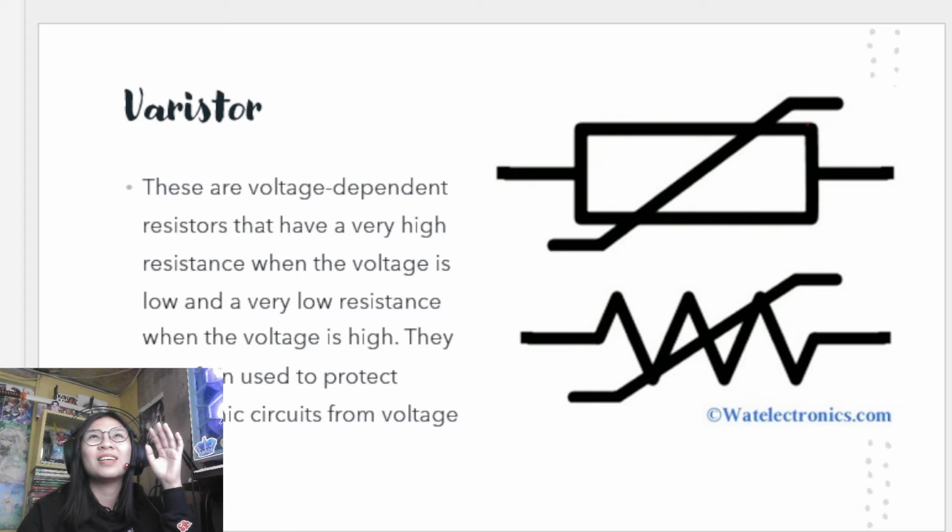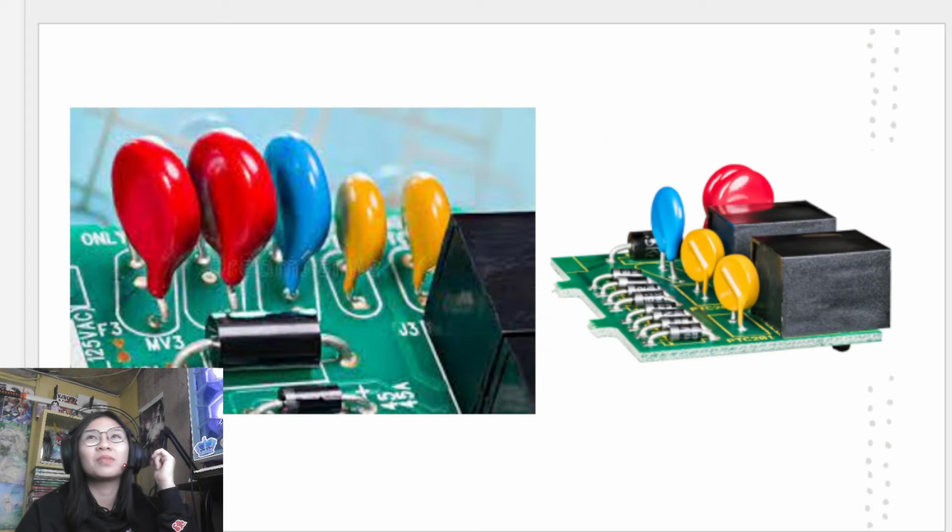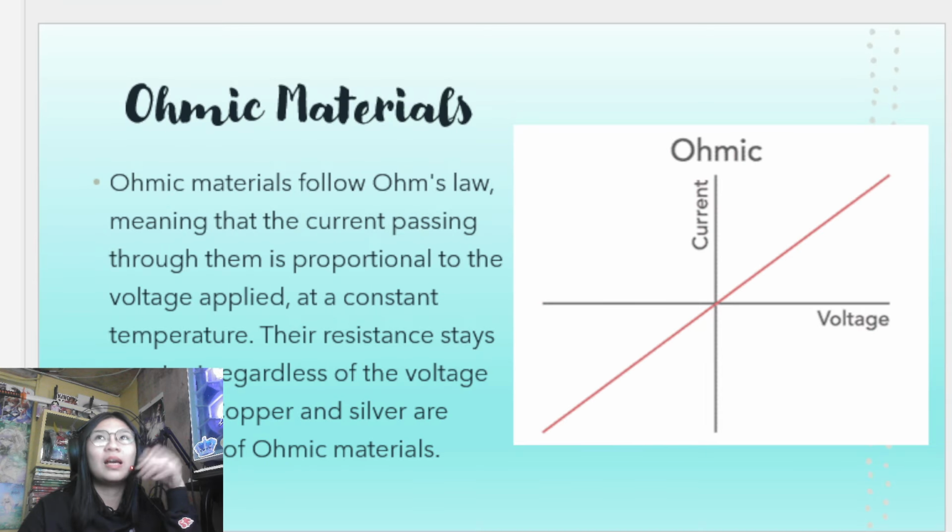Varistors are usually very cute or colorful. They look like lollipops or balloons. So this is a varistor, that is a varistor. Okay? Now, I have to introduce the ohmic material. What is an ohmic material? These are materials where, as their current increases, their voltage increases, or they follow Ohm's law.